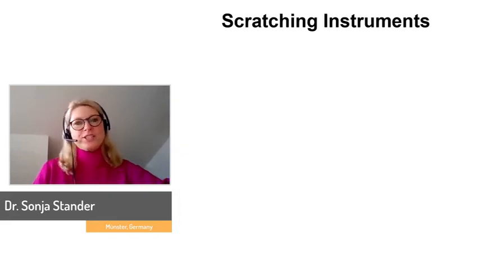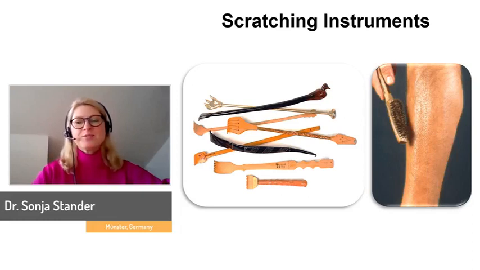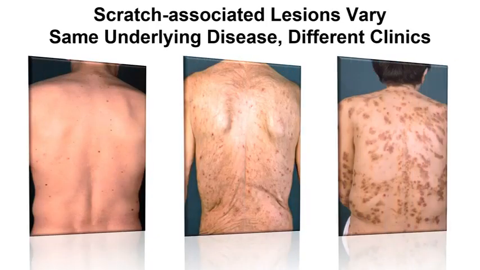Yeah, patients use scratching instruments, and this gives you different phenotypes, as in this patient, where we found this lichen amyloidosis because he always uses this metal brush. And so the scratch lesions broadly vary between patients. And here you see patients with the same underlying disease. This is chronic kidney disease associated pruritus. But we have different clinics depending on the scratching behavior.